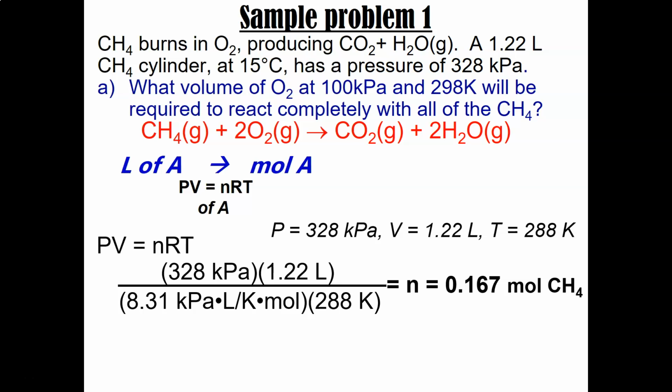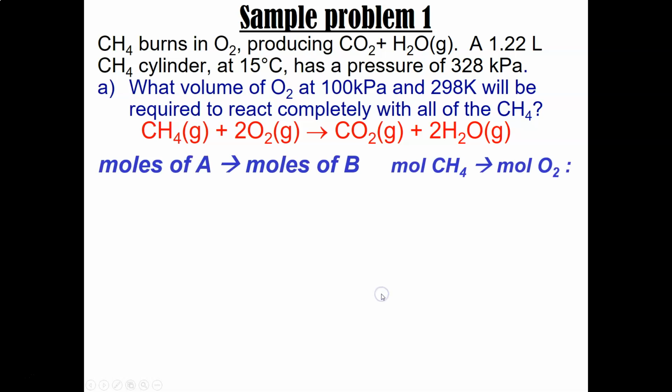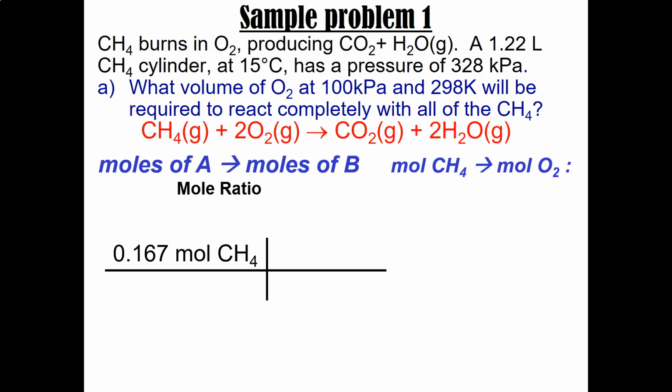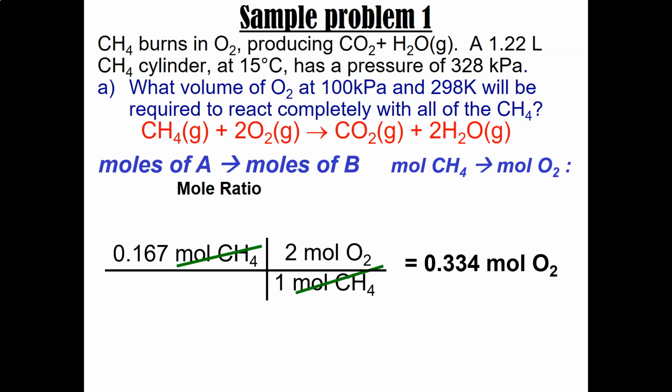Now we have to get to moles of B. So now we're trying to get from moles of CH4 to moles of oxygen. I'm going to use mole ratio this time. This feels nice and simple, going back to old stuff. There's 2 moles of oxygen for every 1 mole of CH4. Those cancel nicely, and I get my moles. I'm not done yet. Now I have to see how much space that number of moles would take up in the new temperatures and pressures.